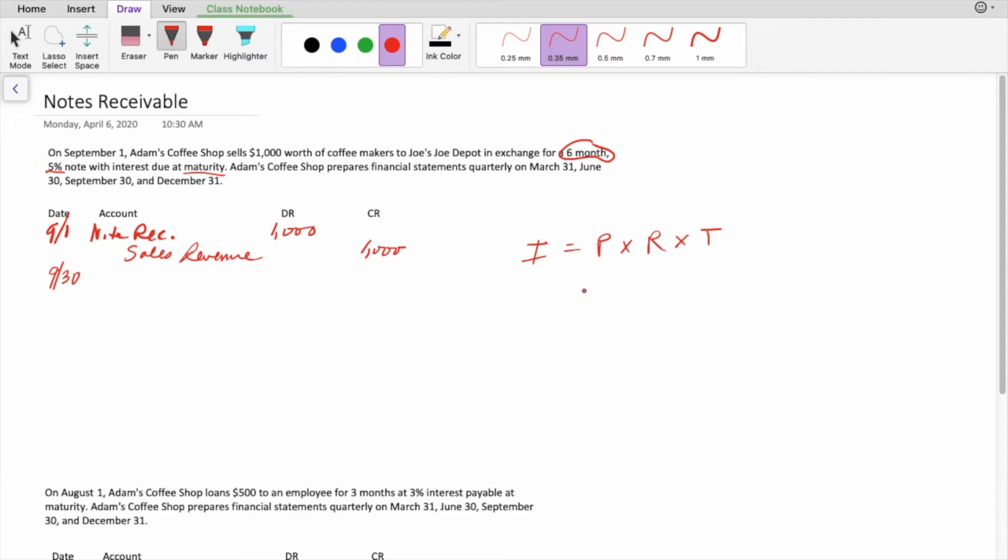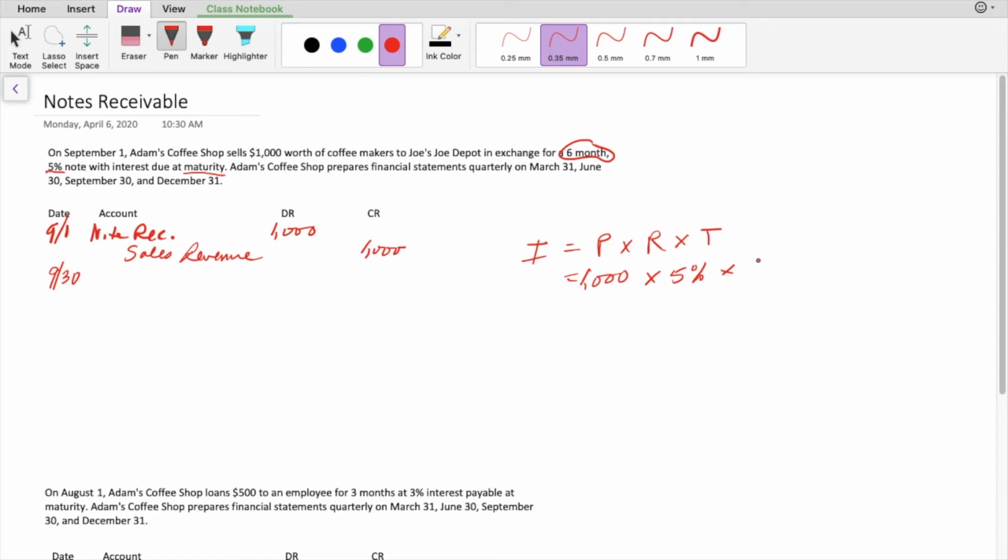Principal is the original amount of the note, so our $1,000. The rate here is 5%, and the time. Here is where we have to understand interest rates. Unless a problem tells you otherwise, an interest rate is an annual rate, which means the 5% in this problem is what we are charging for a year, 5% per year. Now, we have not been owed this money for a whole year, so the time portion needs to take into account how many months we have been owed.